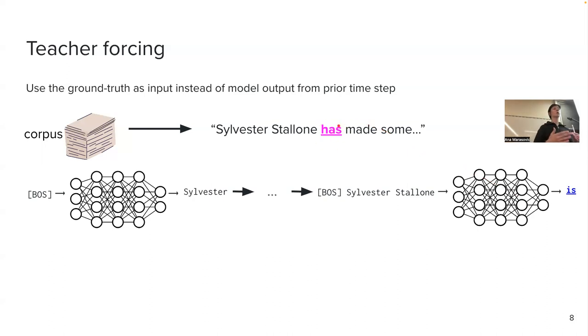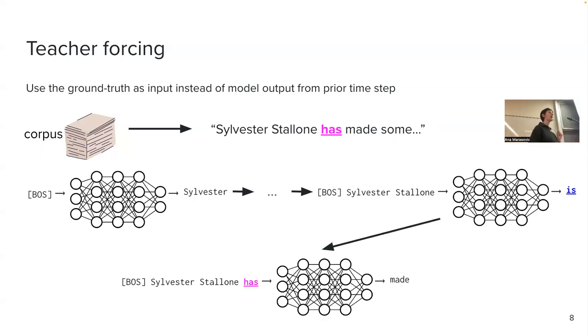Now, the question is, do you use "is" or "has" as the input for predicting the next word after that word? With a technique called teacher forcing, you are not going to use the word your model has predicted, but the word that had actually appeared in the input. The reason for this is twofold. First, it makes everything faster because you don't need to sample from your distribution to create your input. So you don't need to do things sequentially.